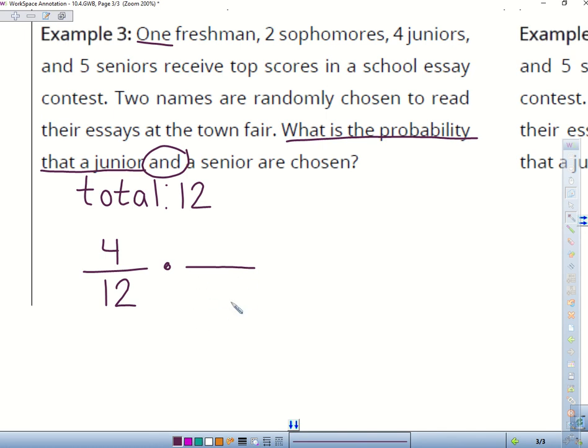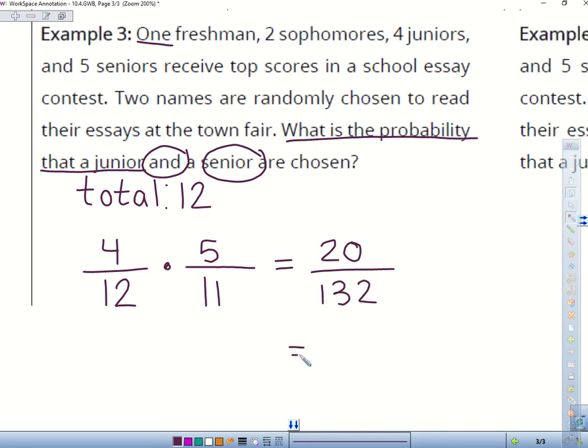So how many students now are left in the pool to choose from? 11. And we're trying to choose a senior. How many of them do we have? 5. Good. So that's going to be 20 over 132, which is approximately 15%. So you have a 15% chance of choosing those people correctly. So if you were to just randomly pick a junior and then a senior, you would have a 15% chance of accuracy. Any questions about that?